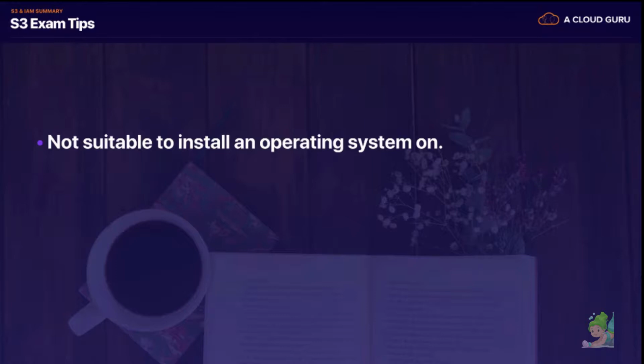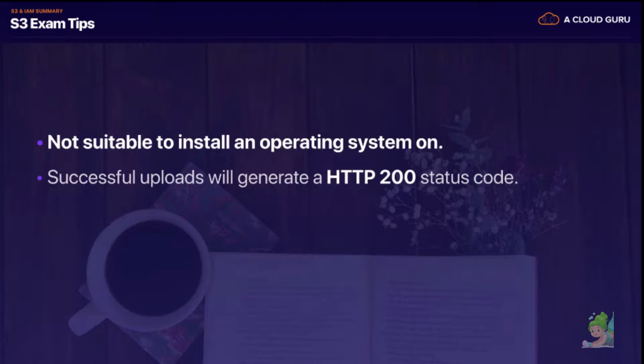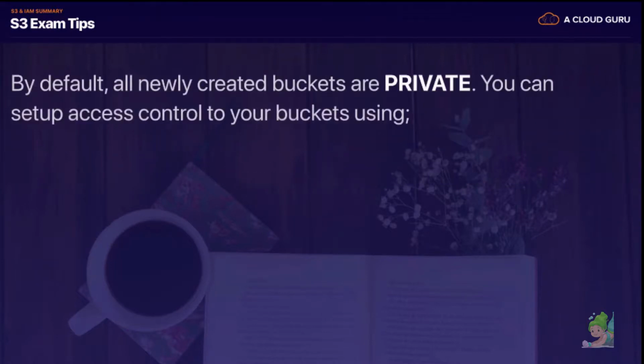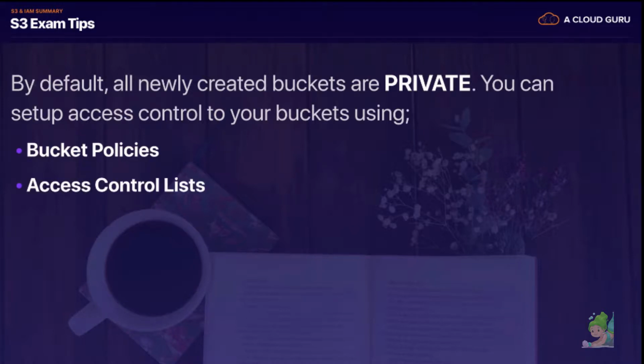Now remember that S3 is object-based storage, so it's not suitable to install an operating system on or a database or anything like that. And then when you upload objects to S3 or files to S3, your browser is always going to get a HTTP 200 status code that the upload has been successful. Now by default, all newly created buckets are private. You set up access control to your bucket using bucket policies, and bucket policies are bucket wide. And then you can also use access control lists, and these can go down to the individual files or objects in your bucket.